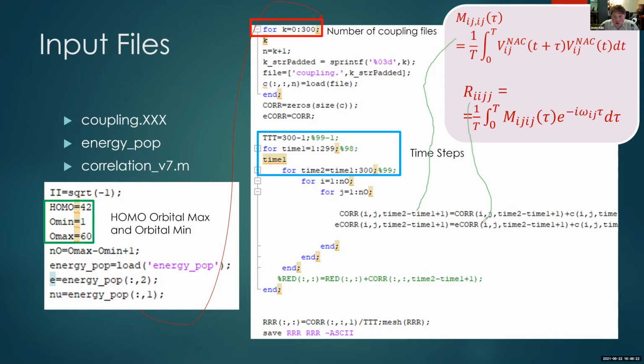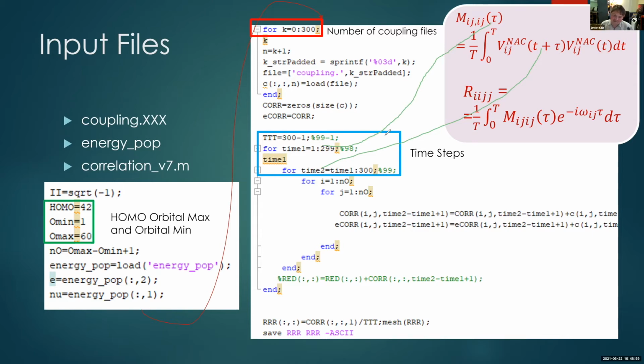No. Let's focus on the time. So in the code, you have time 1 and time 2, right? Yep. And in the equations, you have t, tau, and t plus tau. Oh, I see what you're saying. So time 1 would be tau, and time 2, I believe, would be t plus tau. I would agree with the second, that time 2 is t plus tau.